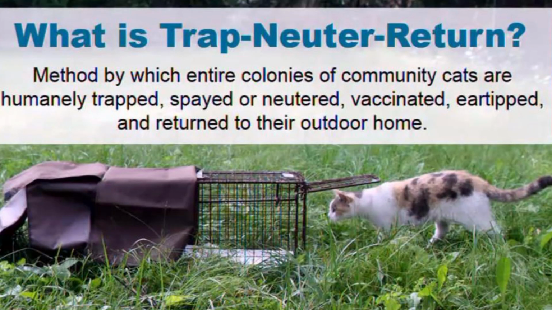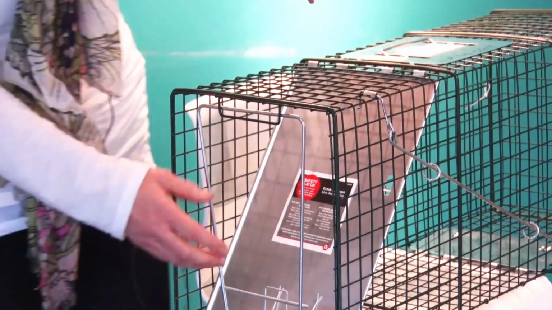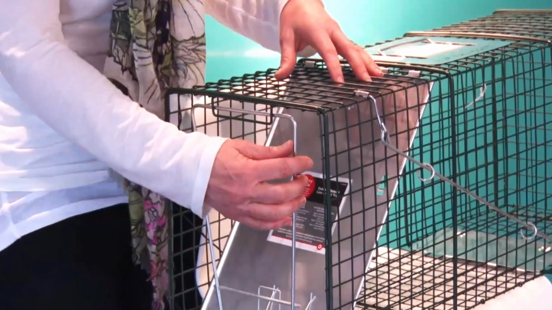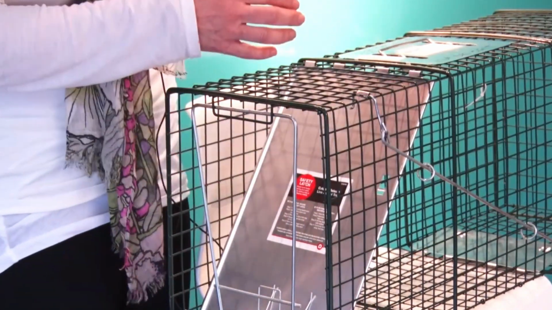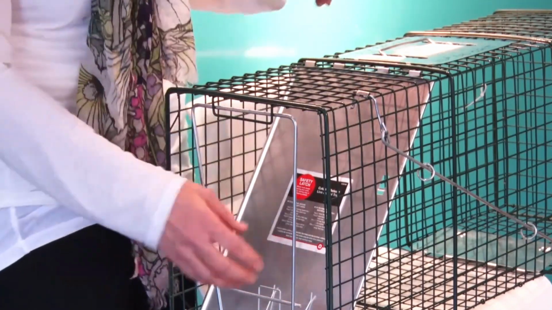A more humane approach to managing community cats is to trap, neuter, vaccinate, return community cats to their outdoor home where they are thriving. The trap has a mechanism on it that you have to set in order for it to actually release and trap the cat inside of it.